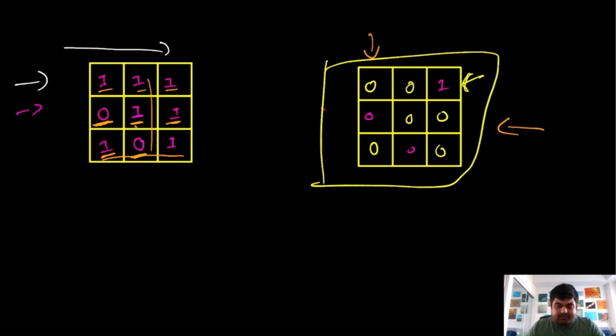So this solution would work, but the issue is that we are using O of m cross n space over here. So let's see if we can make some improvement rather than using this additional space.